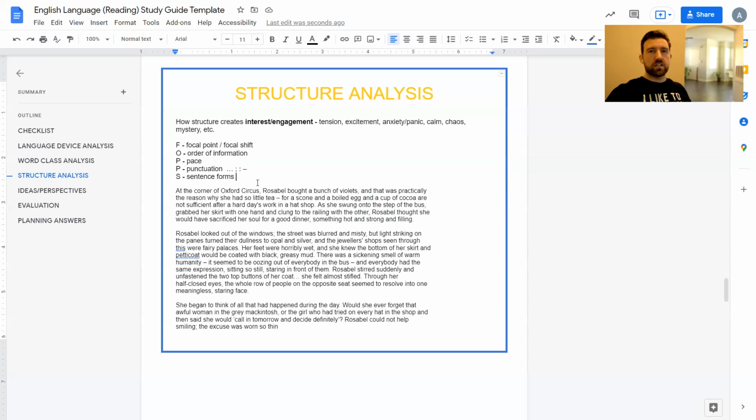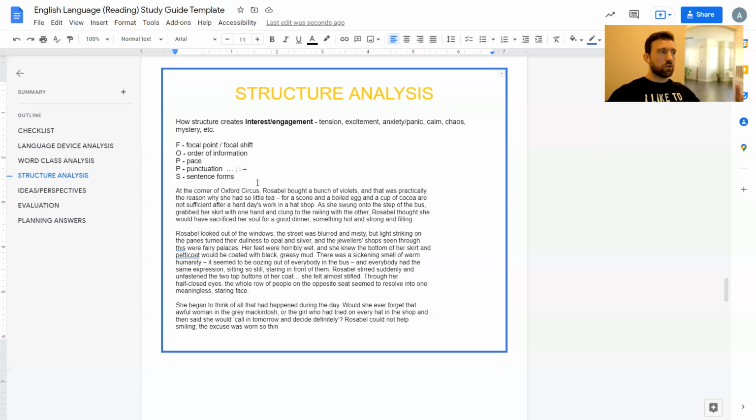This also ties in really strongly to pace, because obviously, you know, a full stop is a hurdle, right? So if you have like 5 or 6 short sentences, 5 or 6 words each, blah, blah, blah, full stop, blah, blah, blah, full stop, it's going to be a much slower pace than if you have this long, complex, 3 or 4 line sentence. So sentence forms also affect the pace.